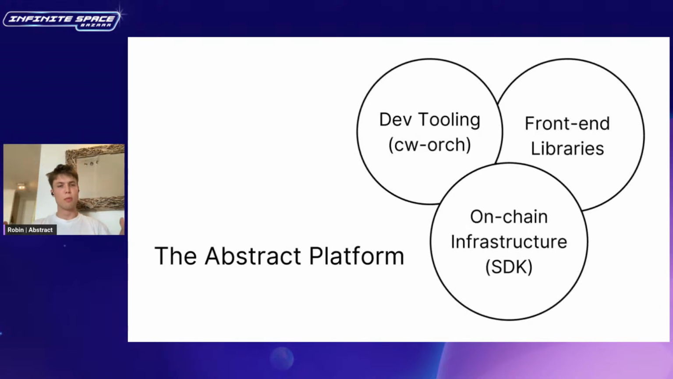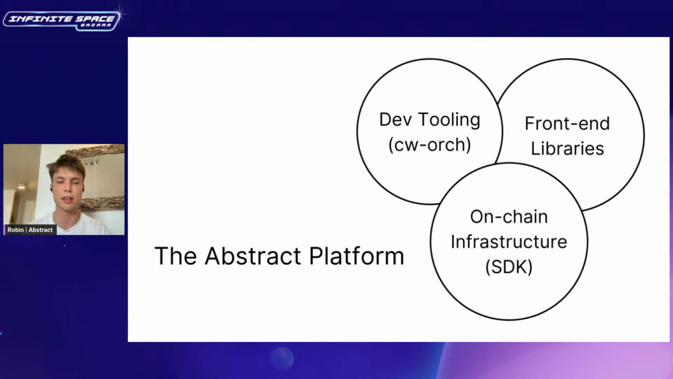So what does Abstract do? Abstract is essentially a platform with three components. We have the dev tooling, which is mainly CW Orchestrator. It's a library that we've developed that enables you to interact with your smart contracts, to test them, to deploy them very easily, because we saw that there were a lot of problems with the current state of developer tooling in CosmWasm specifically. So this tool really solved those.